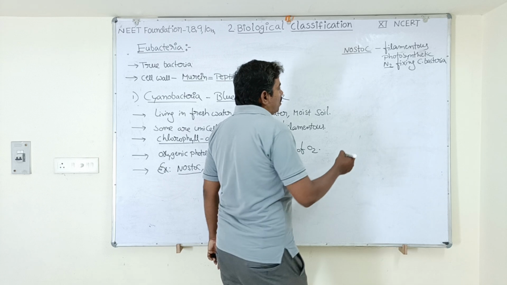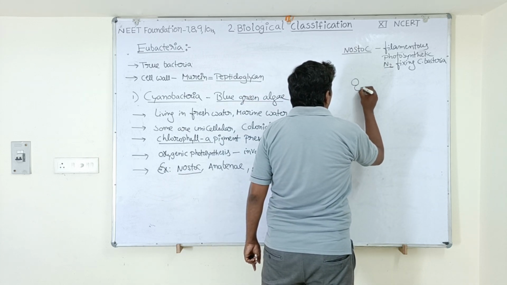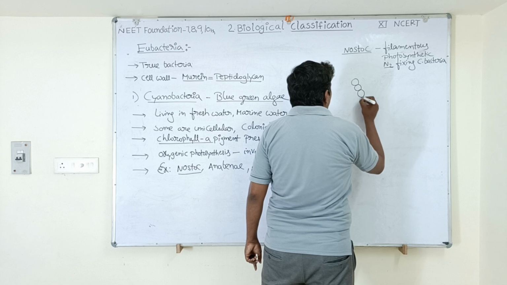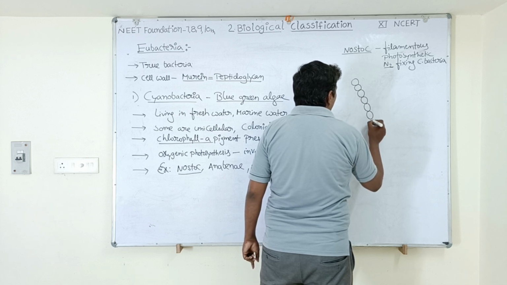Now let us see the structure. This is one cell of Nostoc. This is another cell. Several cells are attached end to end to form a chain.